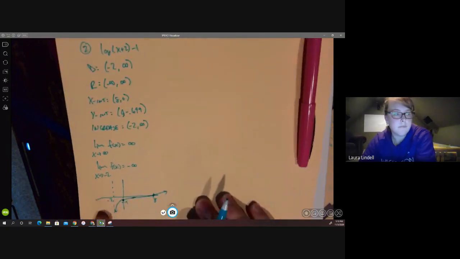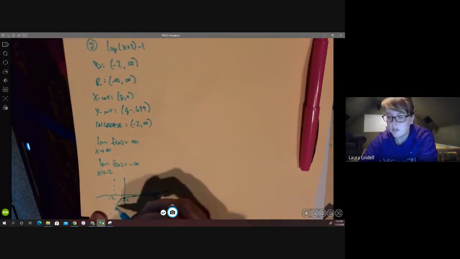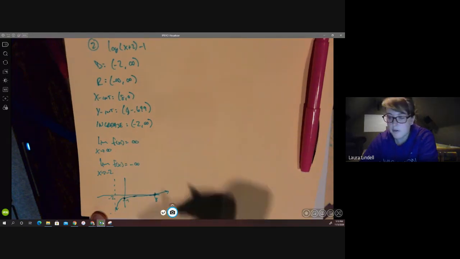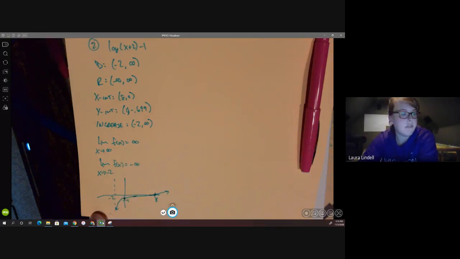Oops, can't see that. There it is. So it should look something like that. You can draw this more as going down further if you would like. But you should definitely label things like the asymptote and any intercepts that we have. But again, we're just looking for a quick sketch there.